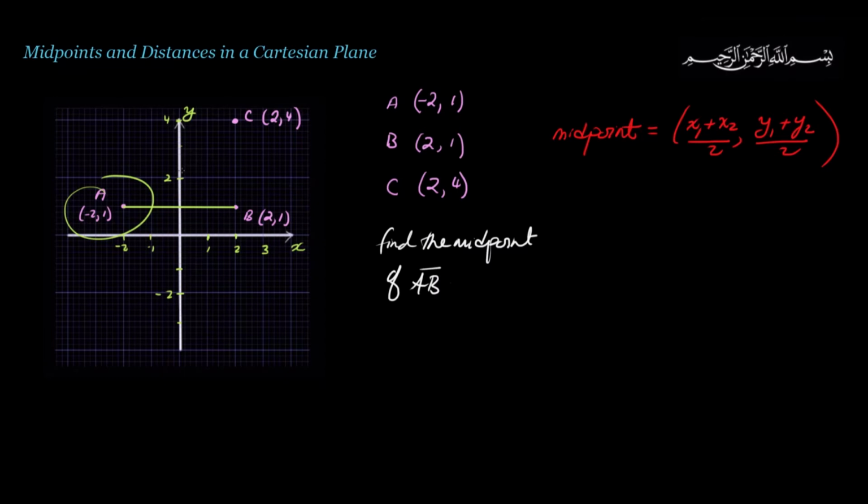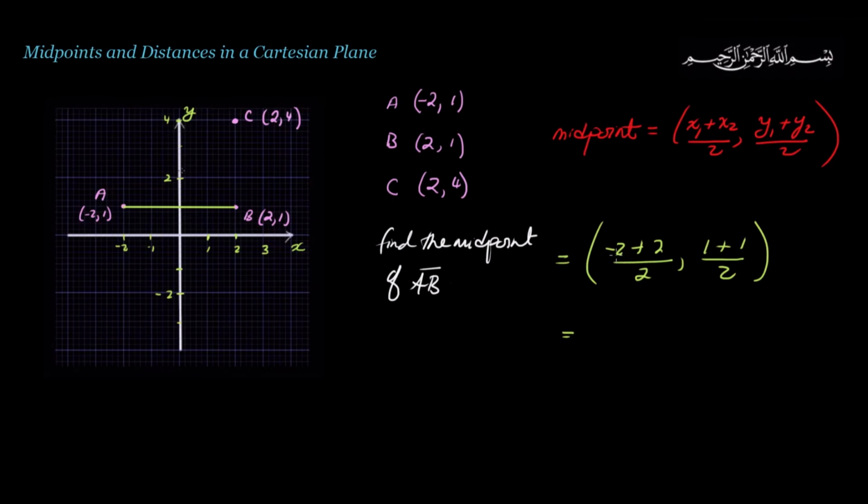So if you wanted to find the midpoint for A and B, all we have to do is take the average of the x's and the average of the y's. The average of the x's is -2 plus 2, those are the two x values, divided by 2. And you take the average of the y values, 1 plus 1, divided by 2. This would be the ordered pair that belongs to the midpoint.